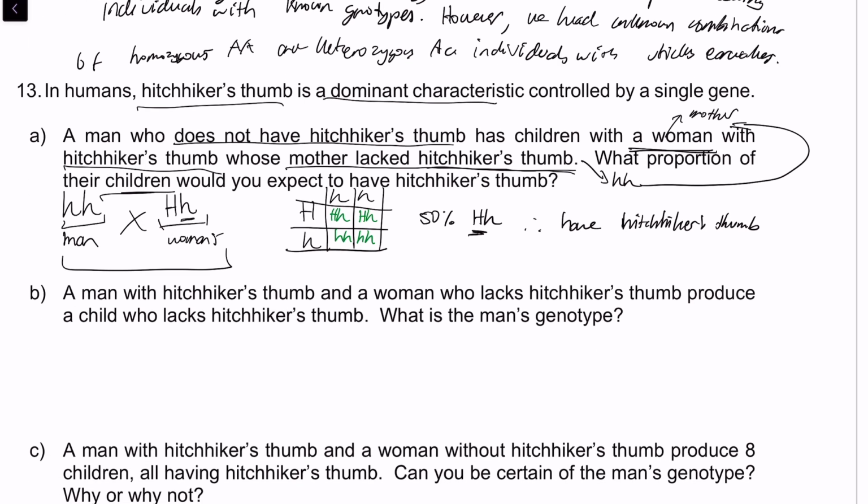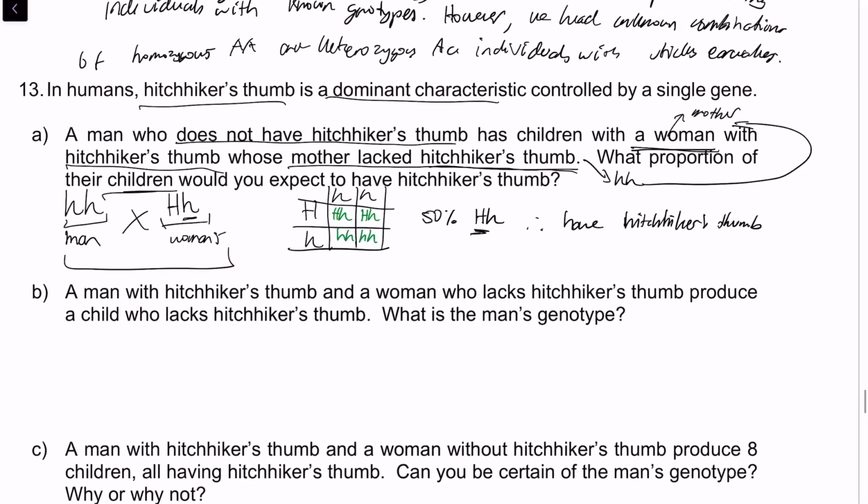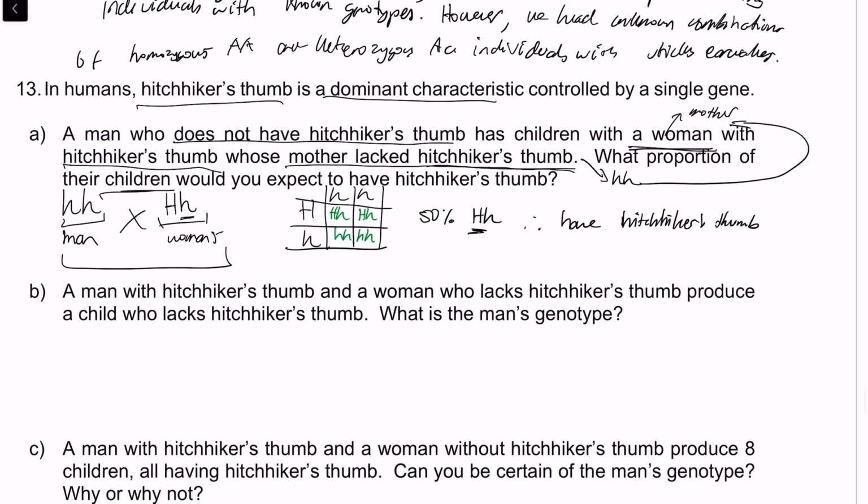Part B, a man with hitchhiker's thumb and a woman who lacks hitchhiker's thumb produce a child who lacks hitchhiker's thumb. Okay, so essentially what it's saying is that a man with hitchhiker's thumb, so they must have at least one dominant allele, crossbreeding with a woman who lacks hitchhiker's thumb, so they must be homozygous recessive, will produce a child who lacks hitchhiker's thumb, so also homozygous recessive.